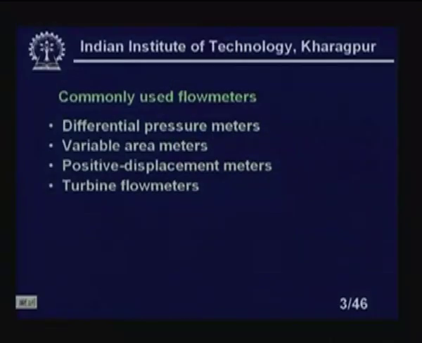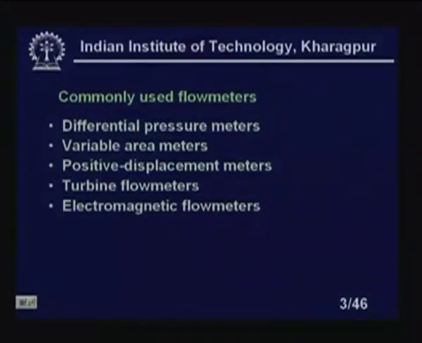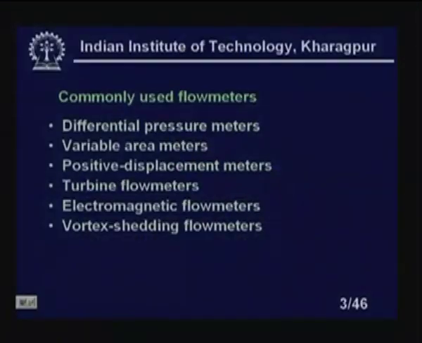Then we have turbine flow meters, from which you get a direct electrical output. We have electromagnetic flow meters. They also have some relative advantages and disadvantages. You will find the electromagnetic flow meter is very good because there are no obstructions, and we will discuss those things later on. We have vortex shedding flow meters. Then we have ultrasonic flow meters. Using ultrasonic sound we measure the flow, and it is basically non-invasive, and like the electromagnetic flow meter, it does not create any pressure loss.